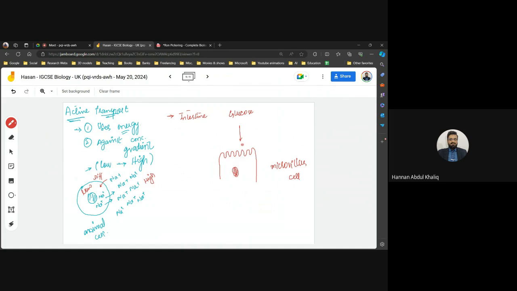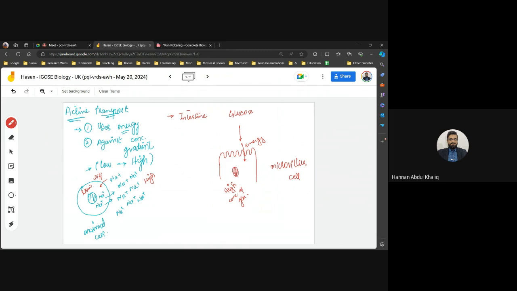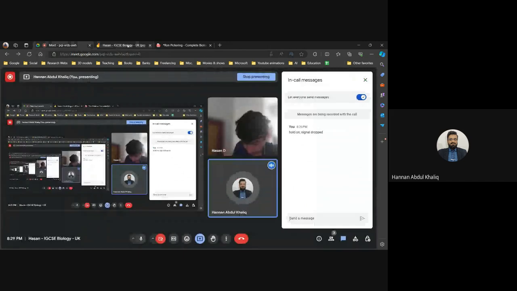We need to get the glucose to enter into this cell, but it already has a high concentration of glucose. So what do you have to do? You have to give the energy to push the glucose into the cell. That is what we often call activation energy, and it happens in the animals.